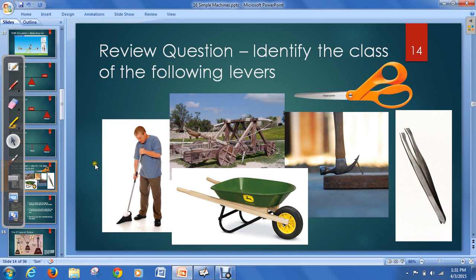So take a minute, pause the video if you want, and see if you can figure these out for yourself before we go through them. Okay. But if we look at this, let's start with the broom.